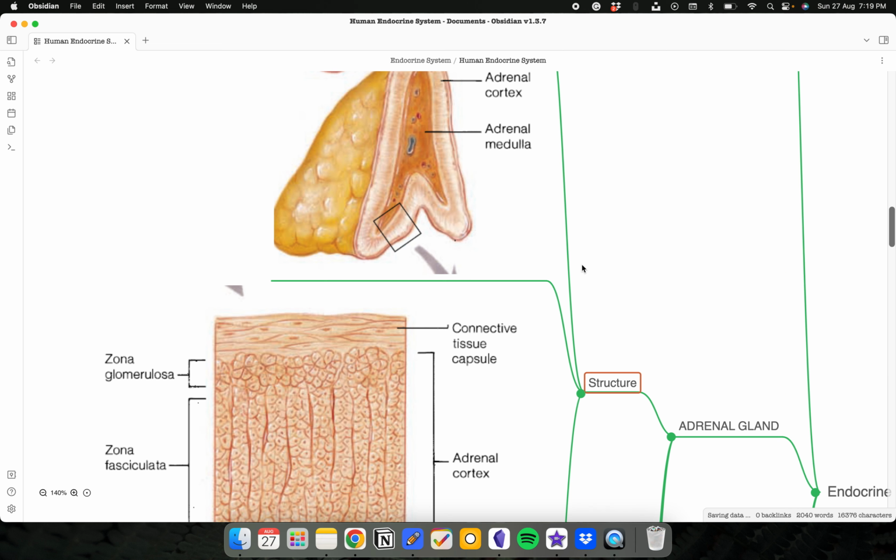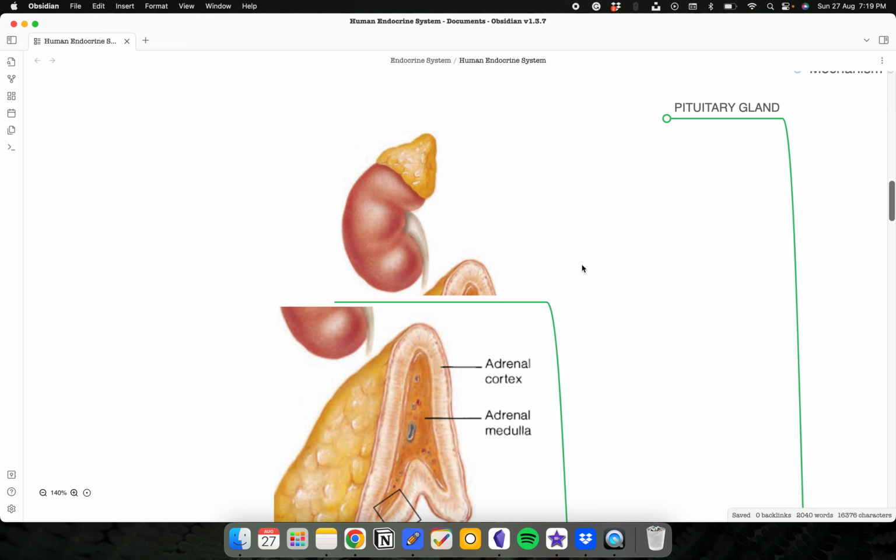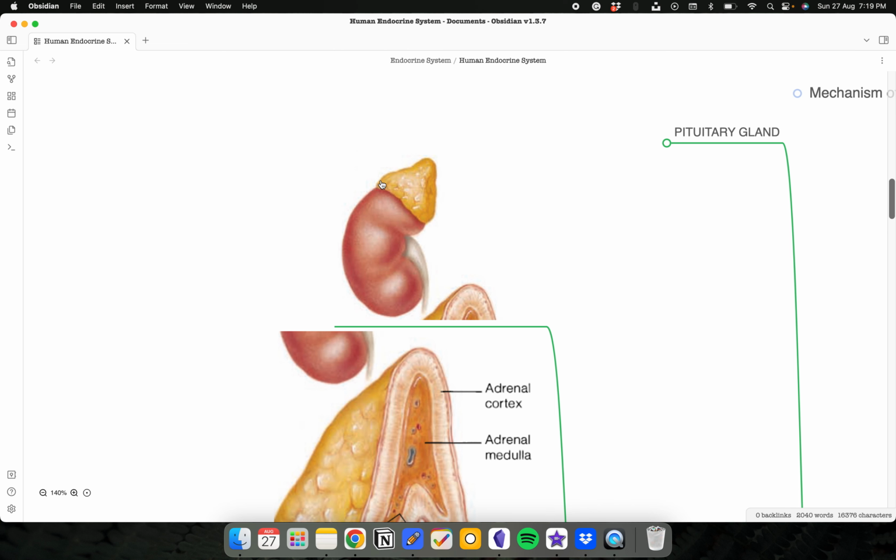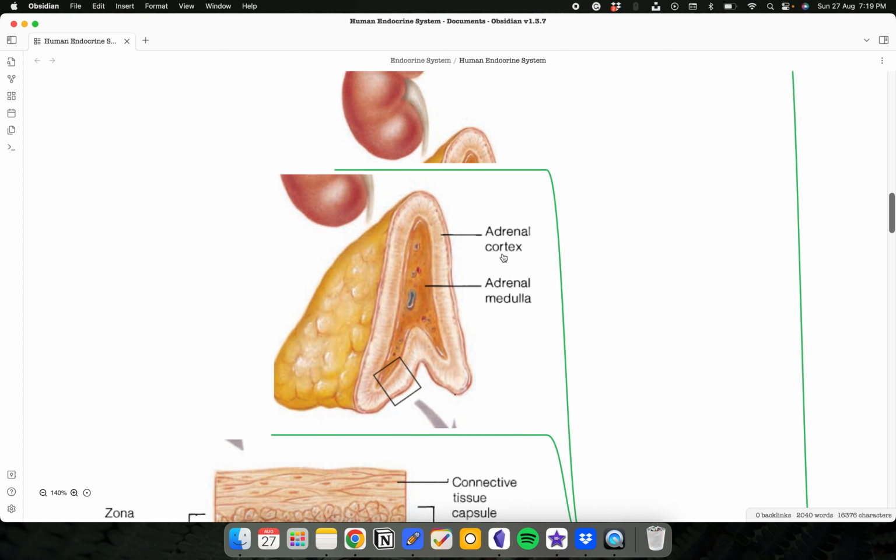So the first thing is the structure. The adrenal gland is located on the upper side of our kidney. We have two kidneys and two adrenal glands, like a cap over our kidneys. If we look at the inner structure of this adrenal gland, we have the adrenal cortex, which is the outer side, and the adrenal medulla, which is the inner side of the adrenal gland.